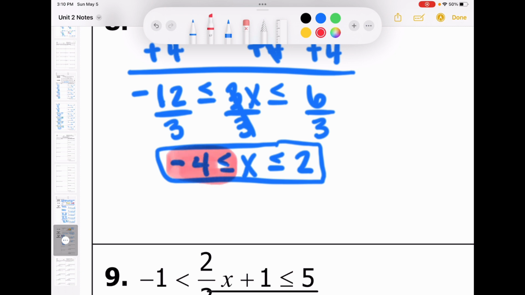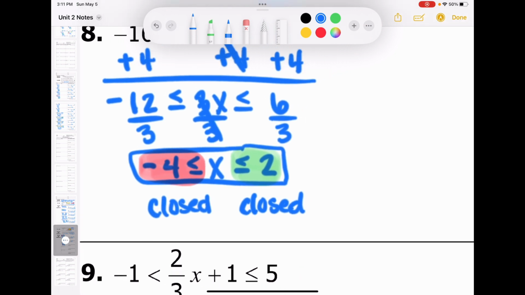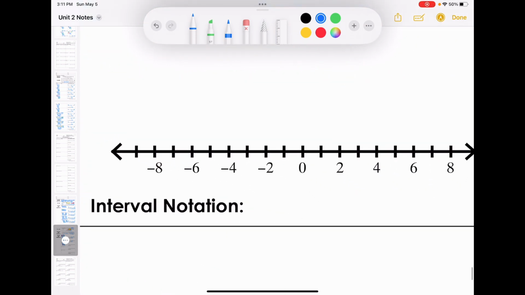Negative 4 has less than or equal to, so that means it's going to be closed. 2 has less than or equal to, so that means it's also going to be closed. So I'm going to draw those two circles on my number line and then connect the dots together. So negative 4 is a closed circle, and 2 is a closed circle, and then I connect them. So for my interval notation, I write my two endpoints down, and they're both going to have brackets around them because they are both closed circles.